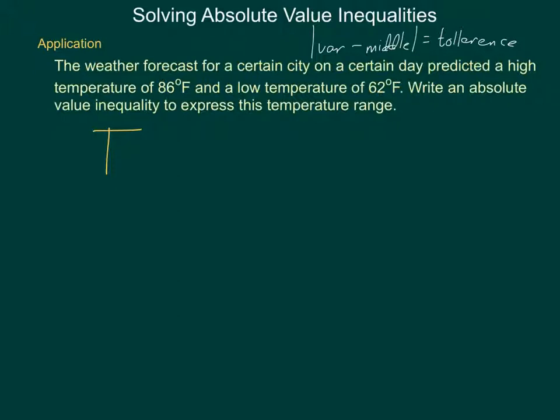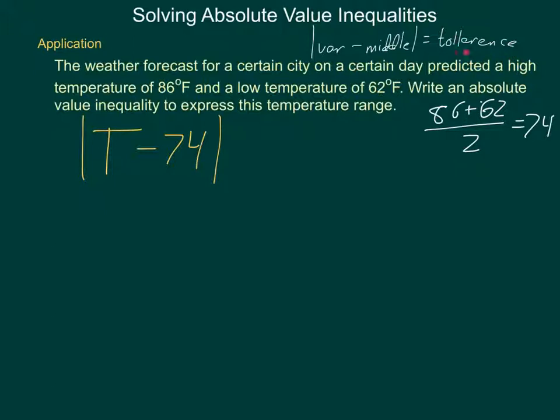Next, I need to have a middle right here. So what is the middle between 86 and 62? Well, the way to find the middle is to find its average, or its mean. So what I'm going to do is take 86 plus 62, and divide it by 2, giving me a middle or an average temperature of 74 degrees Fahrenheit. So I'm going to have T minus 74 inside of my absolute value.